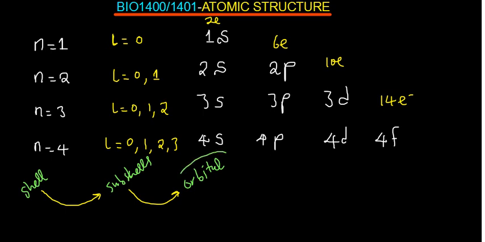It will not have 2 electrons. It will have a maximum of 2 electrons. Take note of that. Okay. Now, how do you find the number of orbitals? How do you find the number of orbitals?